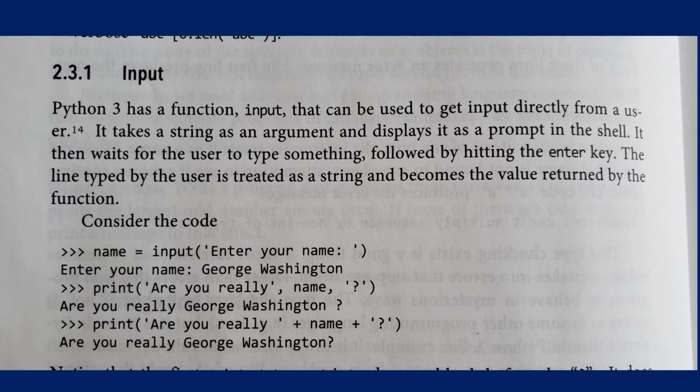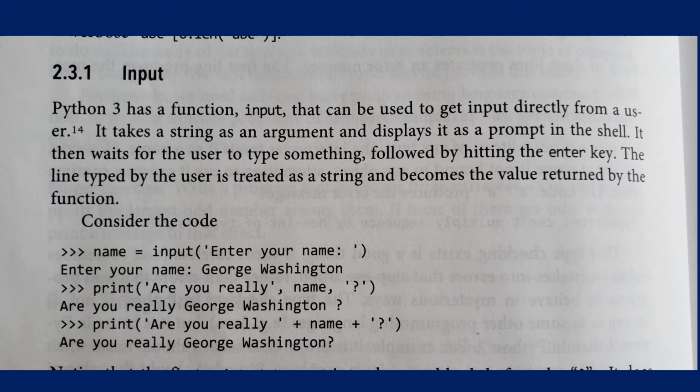So look at the code. Name equals input, enter your name. So enter your name is the argument of the input method, and it is assigned to the variable name. So what's going to happen is that we're going to see the outcome of that line of code is enter your name, colon, and then the person has typed in George Washington and pressed enter.